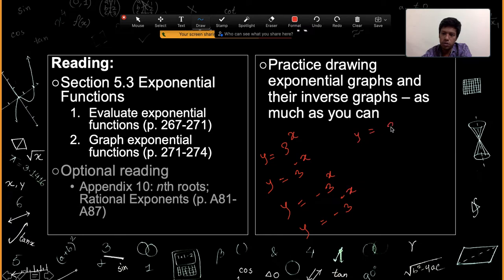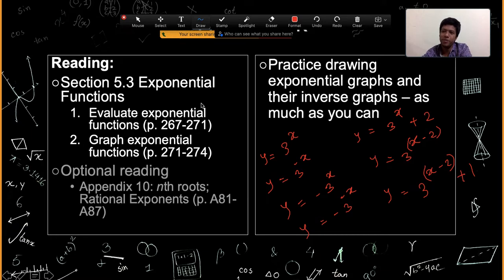Y equals 3 to the power x, then plus 2. Y equals 3 to the power x, then minus 2. And then combined, 3 to the power x minus 2, then plus 1. What does this graph look like? Try to draw this graph in your copy, in your notebook.